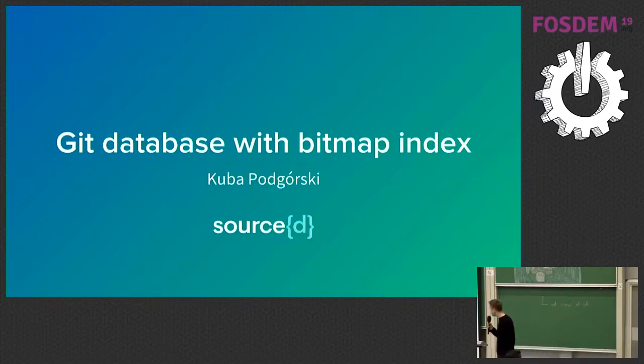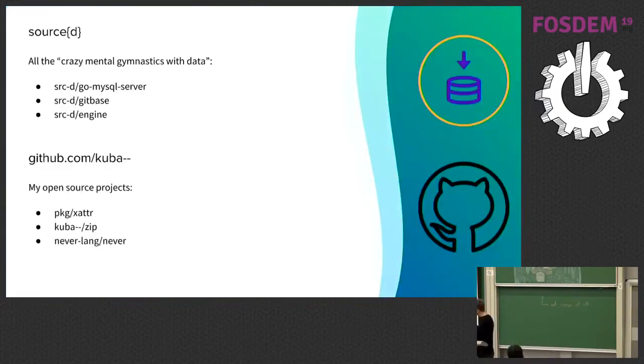Hello, I'm Kuba. I work at Sourced, mainly on projects related to storage and data processing, like MySQL Server and Git database and the engine. But also, in my spare time, I maintain a couple of open source projects like the extended attributes package for Go and a zip compression library. And recently, I helped my friend with his new programming language called Never.